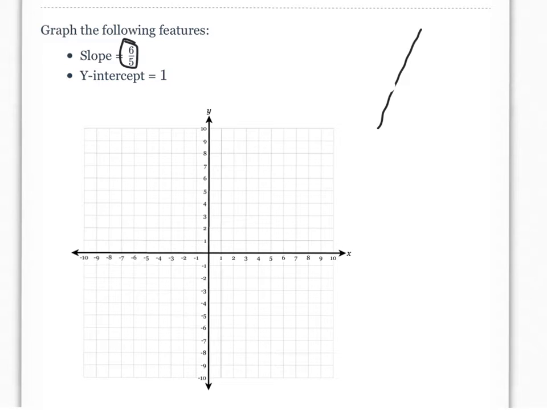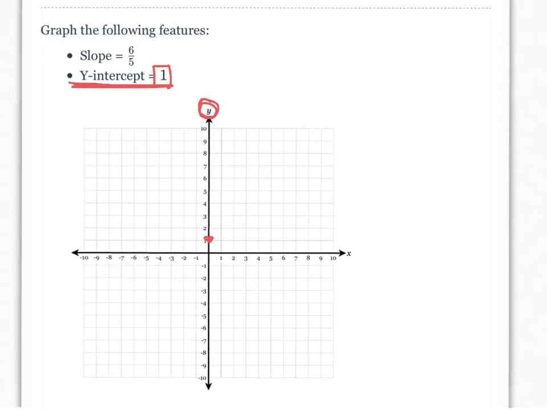So what we're going to do is put those two ideas together to come up with the unique line that has a y-intercept of 1 and a slope of 6/5. So what we do is we take that y-intercept first. The y-intercept is the point where the line crosses the y-axis. Well, this is the y-axis. It's crossing the y-axis at 1. So I'm going to go to 1 on the y-axis, positive 1, and put a point there.